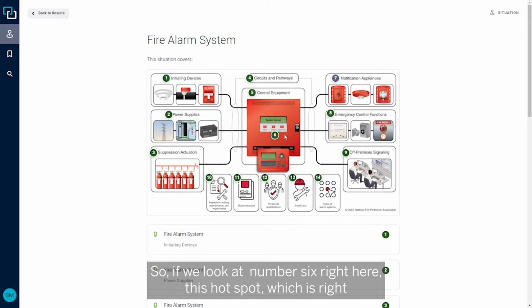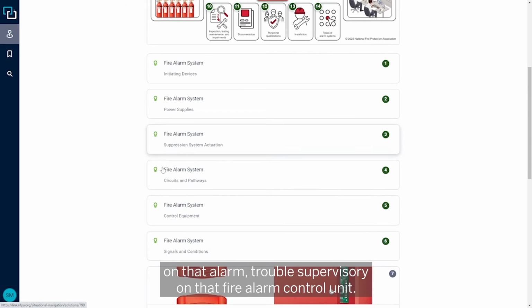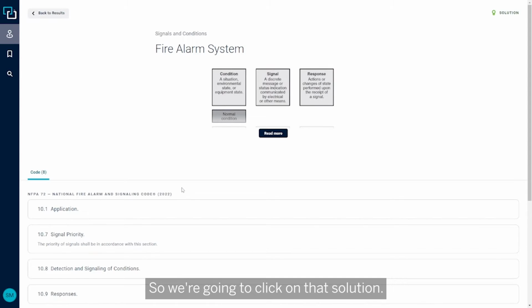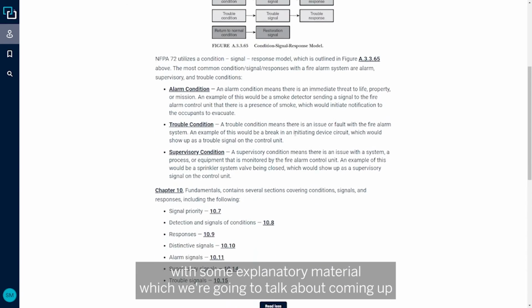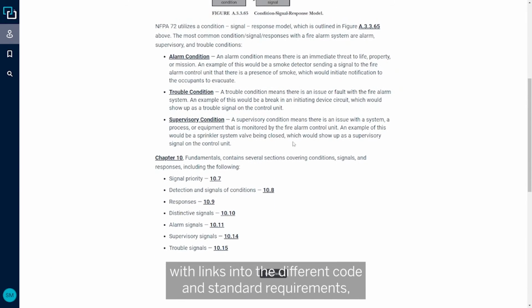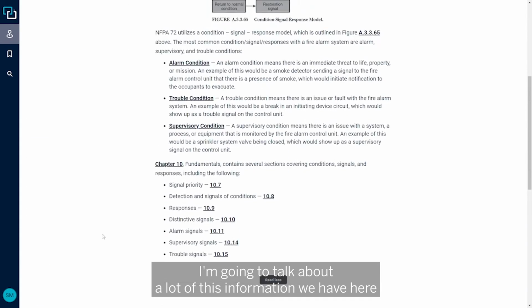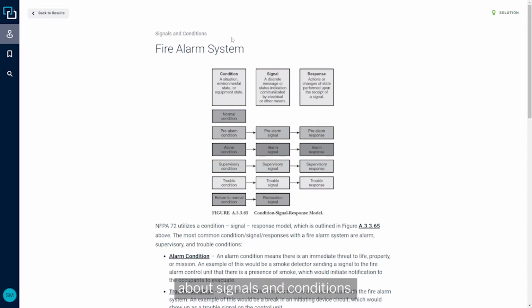So if we look at number 6 right here, this hotspot, which is right on that alarm trouble supervisory on that fire alarm control unit, we look down here, it's talking about signals and conditions. So we're going to click on that solution. This solution provides us with some explanatory material, which we're going to talk about coming up, with links into the different code and standard requirements, as well as more links down to the code or standard requirements below. I'm going to talk about a lot of this information we have here about signals and conditions.